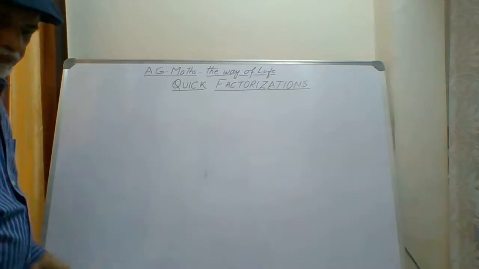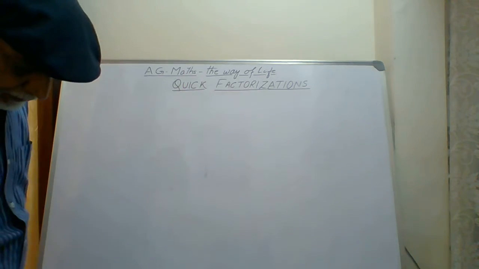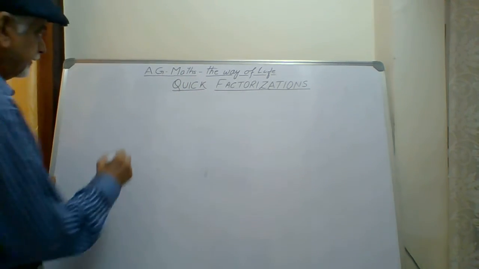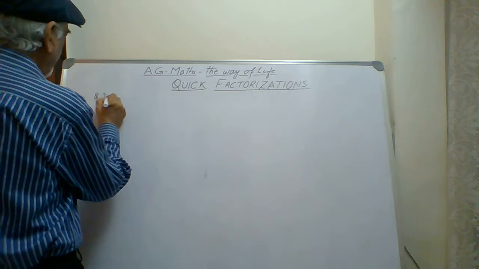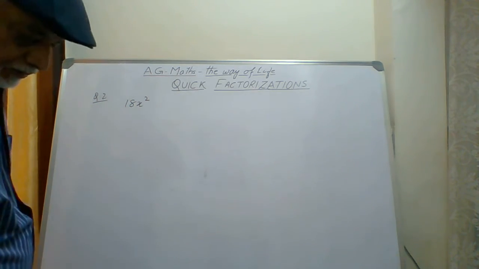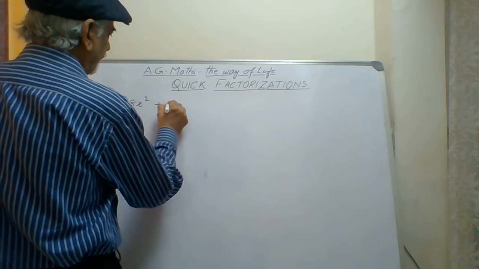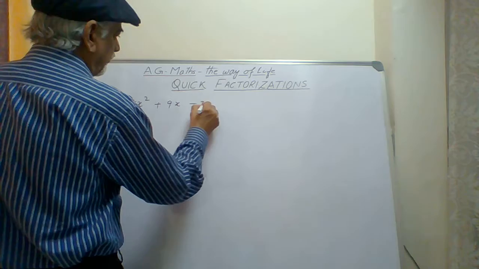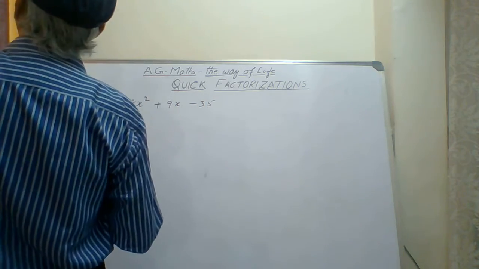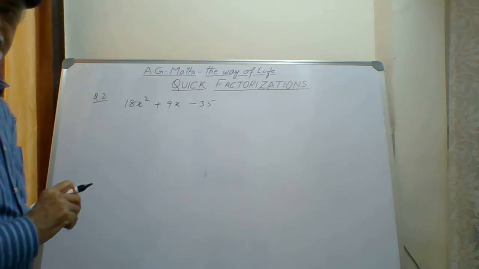Let me show you a couple of problems so that you get convinced that this is not difficult. 18x square plus 9x minus 35. This is a quadratic equation.